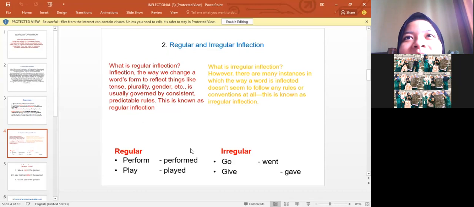And so irregular inflection, what is irregular inflection? Irregular inflection is, however, there are many instances in which the way a word is inflected doesn't seem to follow any rules or conventions at all. This is known as irregular inflection, like the example, go becomes went and give becomes gave.